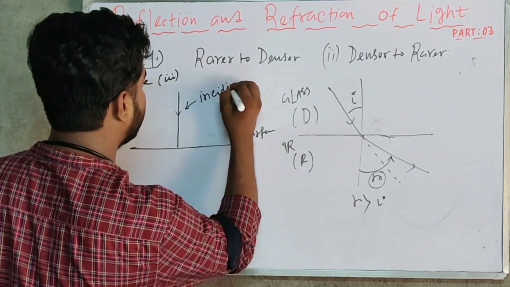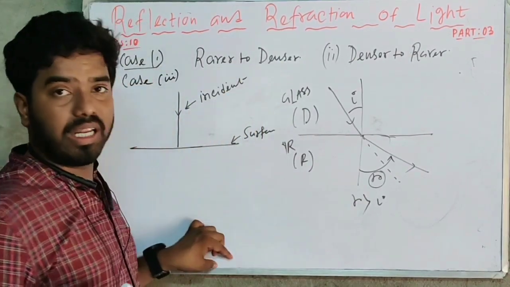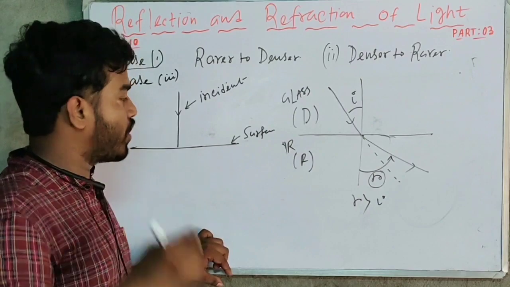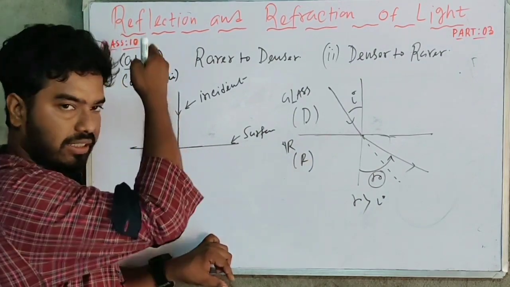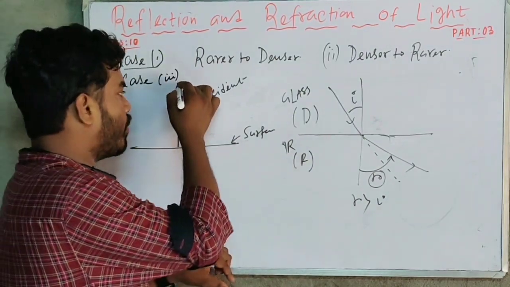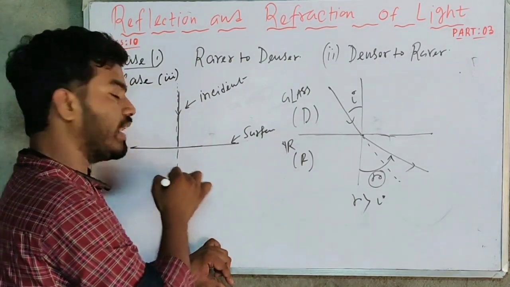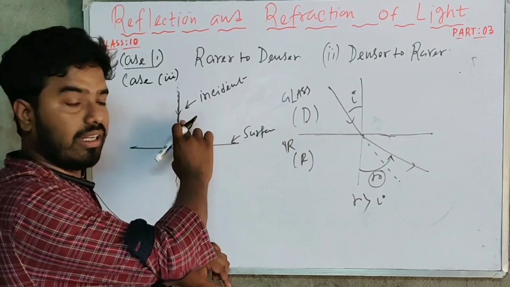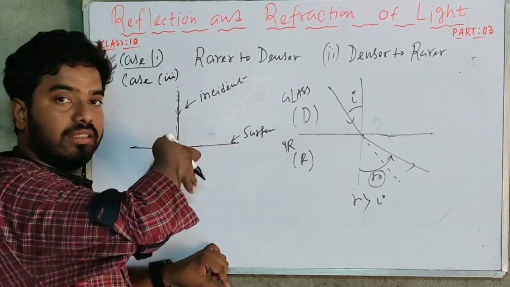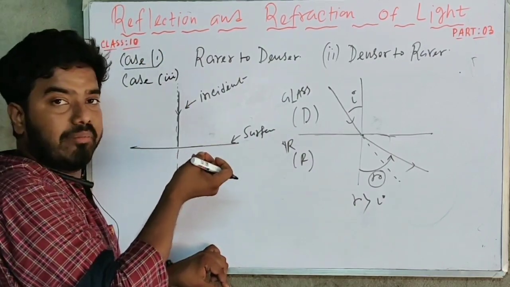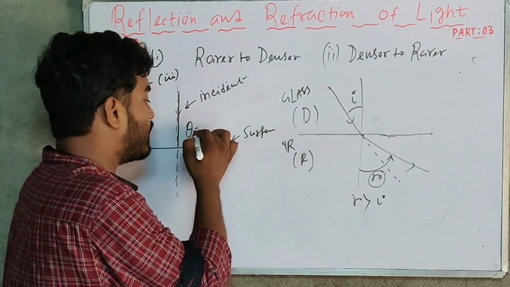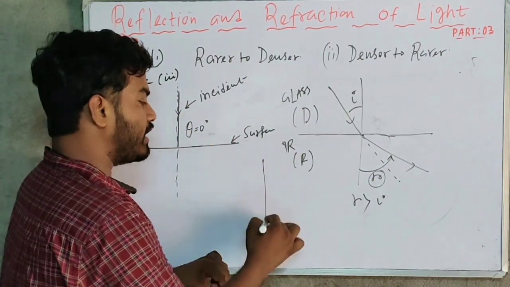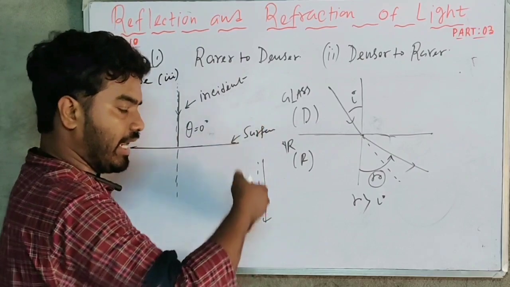Incident ray. And what will be the normal here? Normal is always drawn at the point of incidence, perpendicular. So the normal also represents this line. That is, in this case, incident ray and normal lie parallel, same. So what is the angle between them? There is no angle, that is theta is equal to 0. This is the incident ray and this is the normal, parallel to each other.